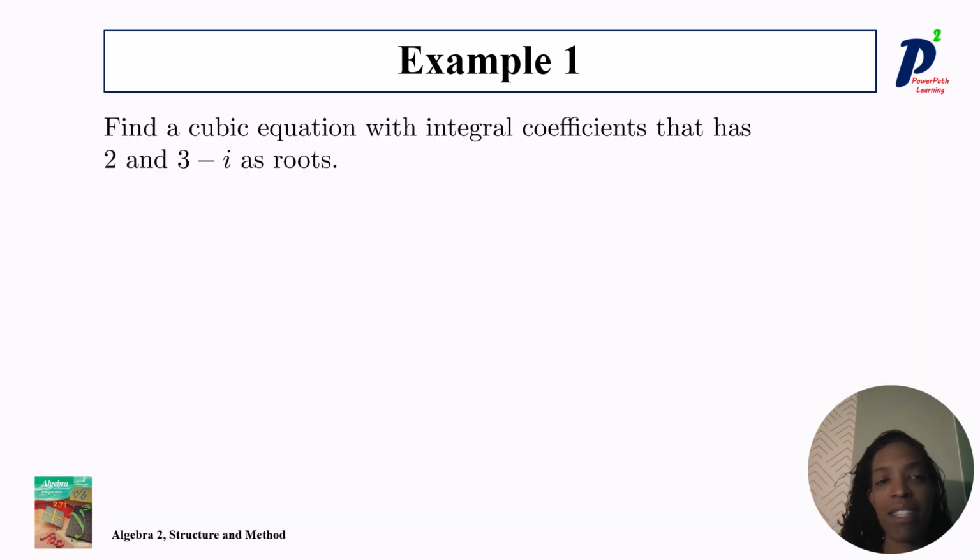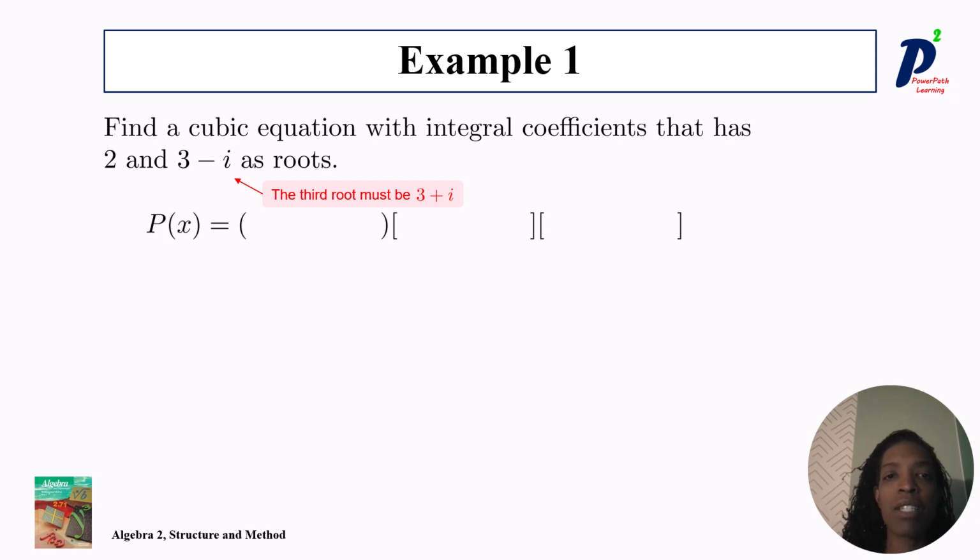So for example 1, we're asked to find a cubic equation with integral coefficients that has 2 and 3 minus i as roots. Cubic equation, so 3 expected roots. The conjugate root theorem tells us right away that our third root has to be 3 plus i because we need the complex conjugate of 3 minus i. So I'm going to make a little room for my factors. I use big brackets for complex factors. You can use parentheses, it doesn't matter. And remember, each factor is x minus the root.